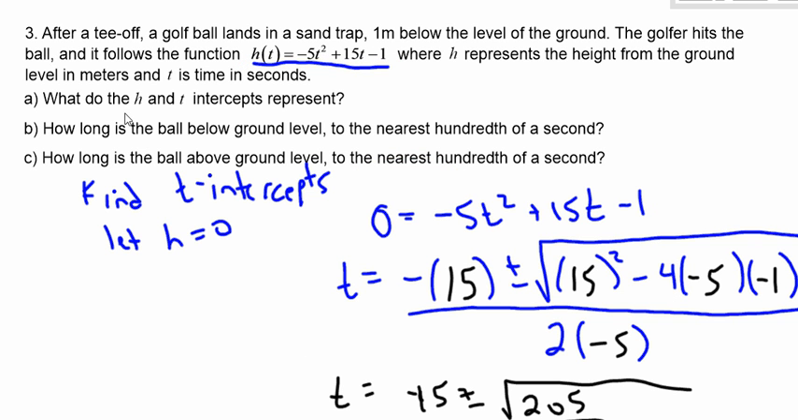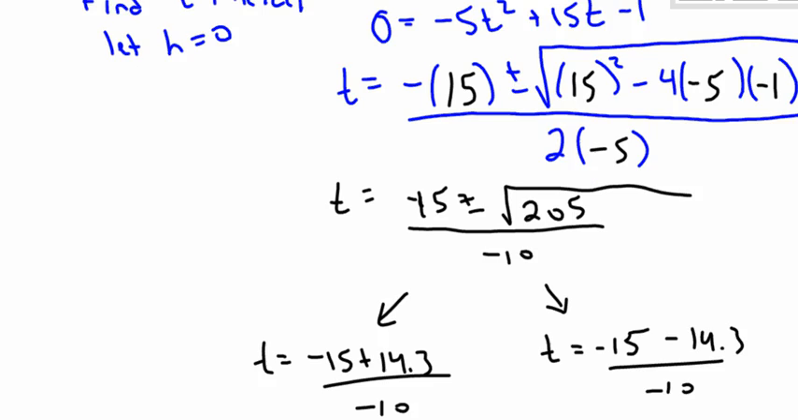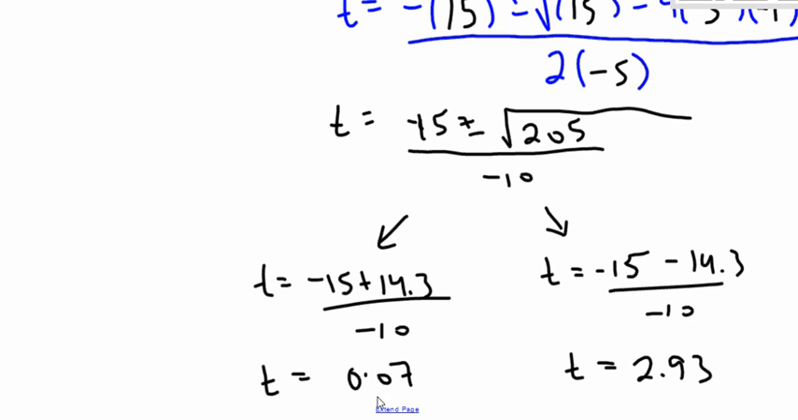And I know it didn't say find the t-intercepts, it just said what do they represent, but I've already read what B and C say, so I know I'm going to need that information anyway. So there's my t-intercepts, or to write them properly, 0.07 comma 0 and 2.93 comma 0. And for full marks, I might put beside each one specifically what it means.